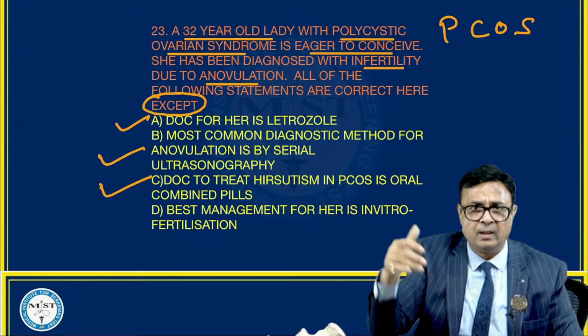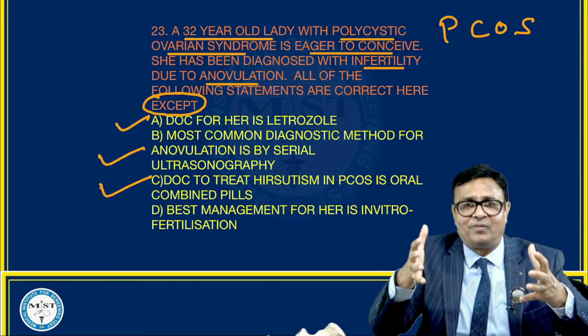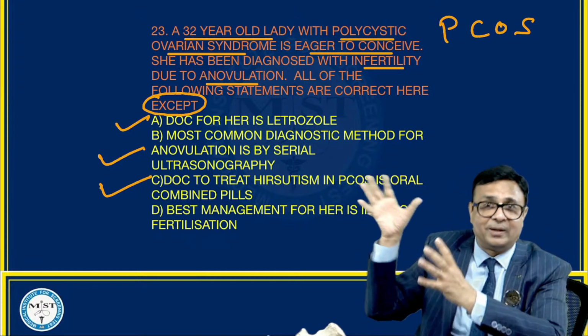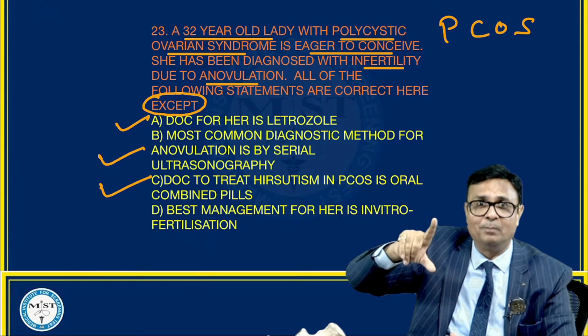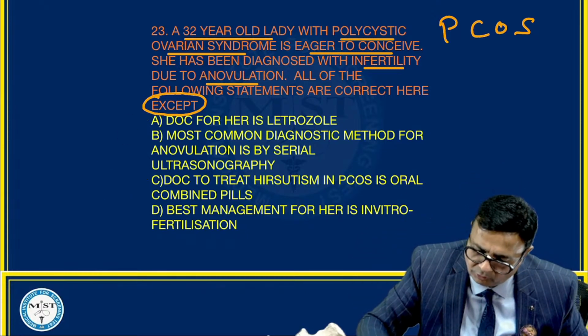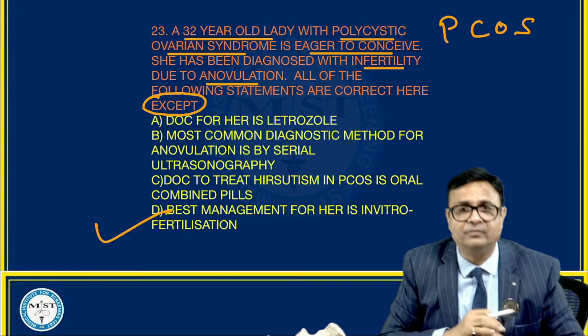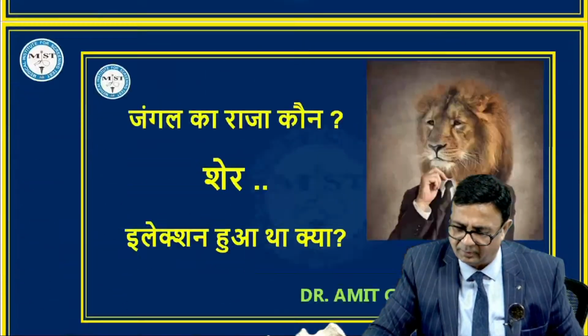Correct statement. Best management for her is in vitro fertilization? In vitro fertilization is the best management to treat tubal block. IVF is best to treat tubal block, not for anovulation. Since we have to choose the incorrect statement, the answer is D.